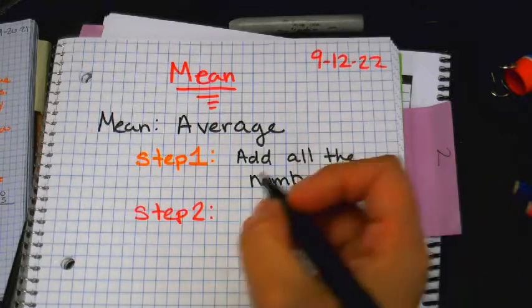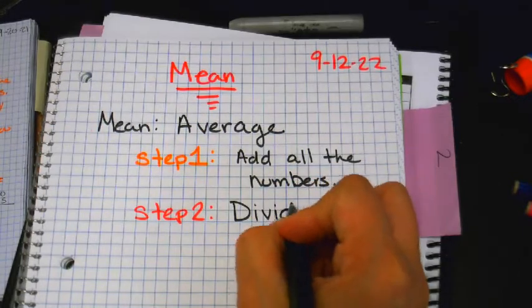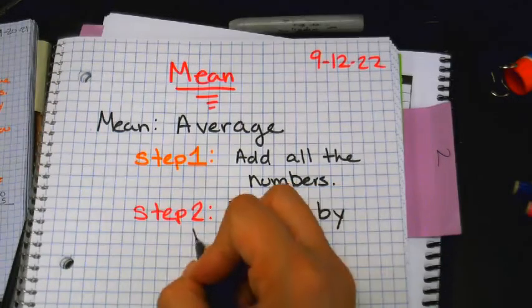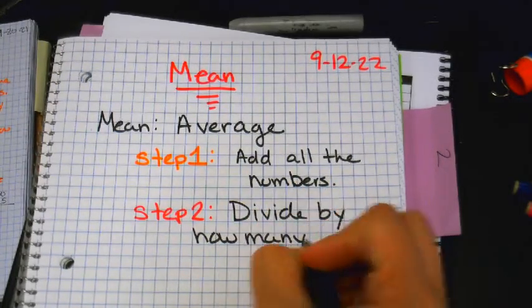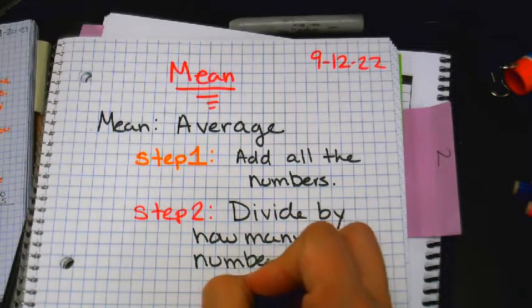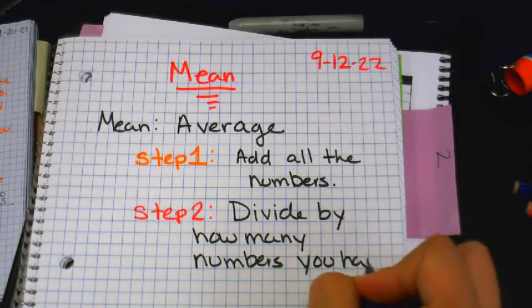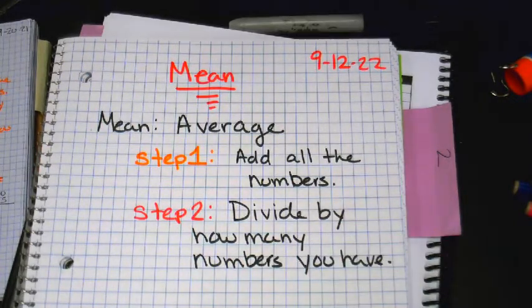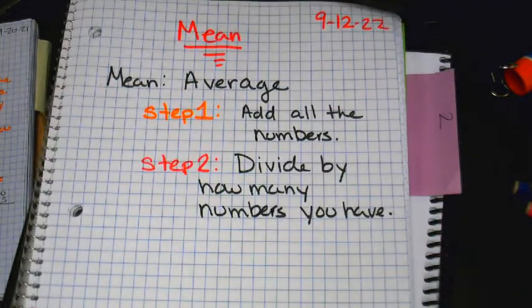Step 2 is to divide by how many numbers you have. Divide by how many numbers you have. So, do you have 10 numbers that you added? Do you have 5 numbers that you added? Did you add 100 numbers? Oh my God, that would be a pain. So you're going to divide by how many numbers you have. Sometimes we have 2 numbers. Sometimes we have 5. I like 5 numbers. My favorite number.